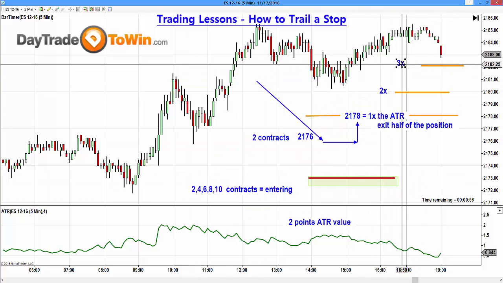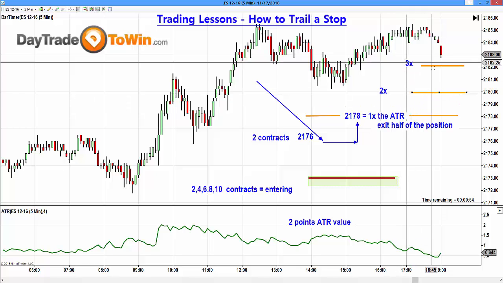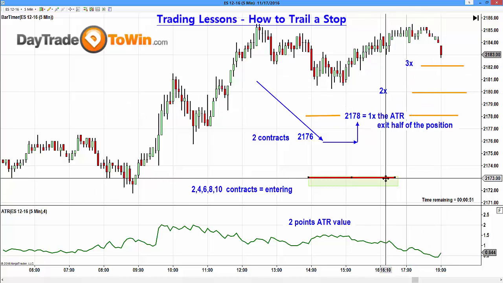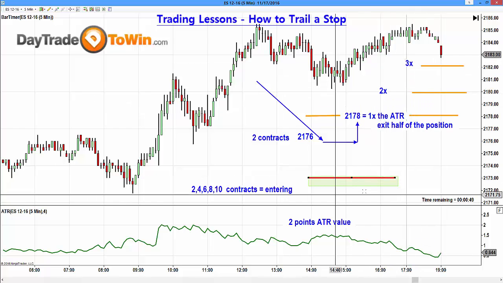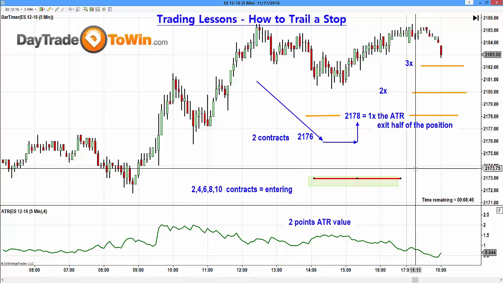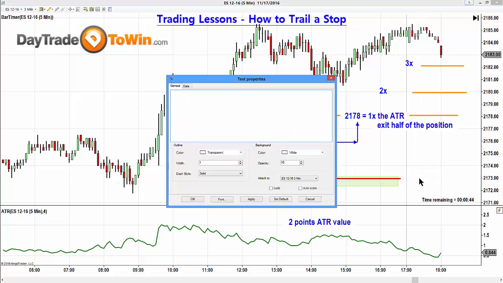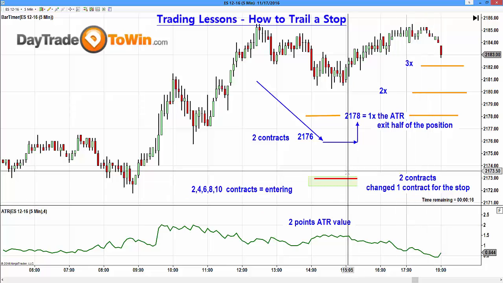Now that I've taken half of the position off, this stop no longer stays the way it is. This stop is now going to be changed. First, if you have 2 contracts, this has to be changed to reflect however many contracts you now have. So if you start off with 2 and you took half off at 1 times the ATR, it's got to be changed to 1 contract for the stop. Right? You're not going to keep it at 2, you've got to change it.